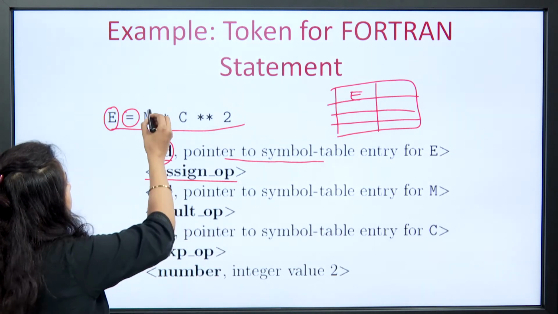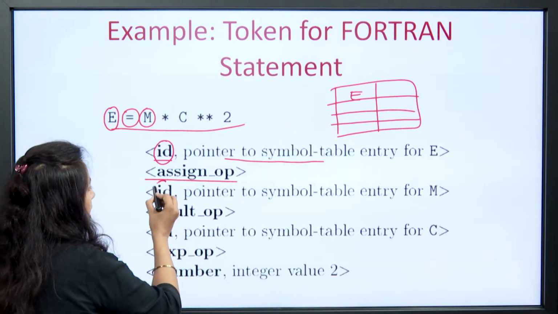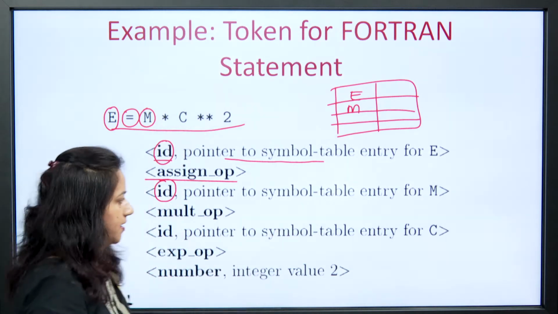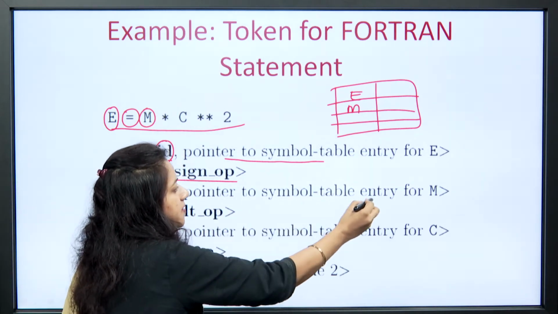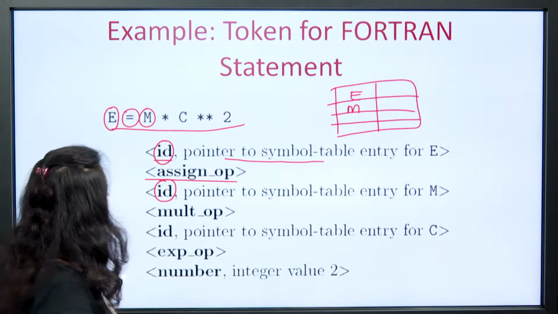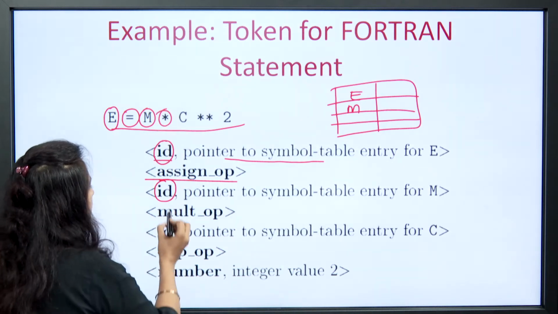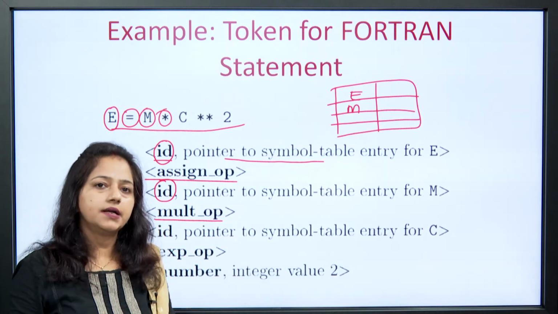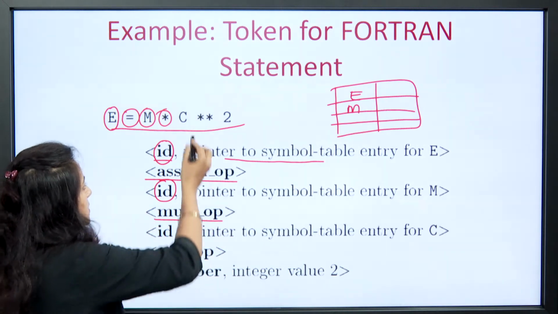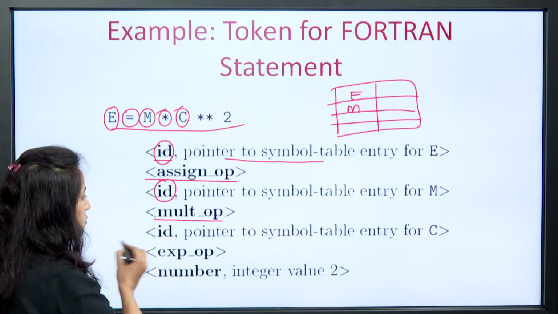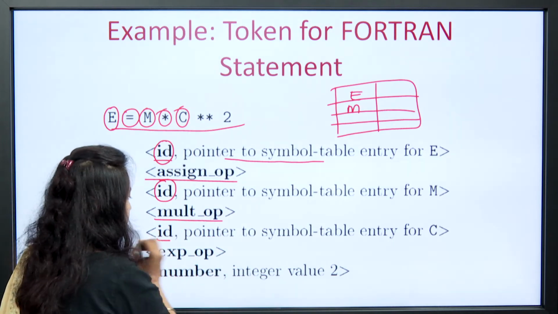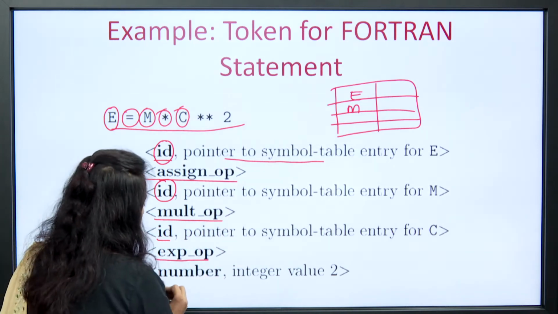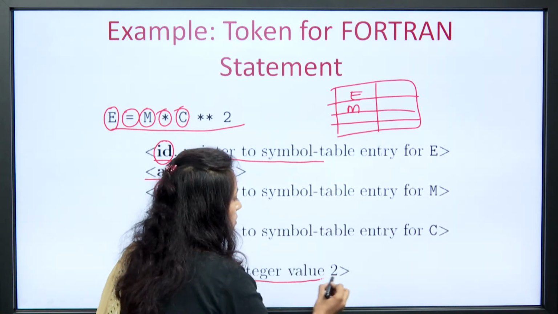Next is M, meaning this is an identifier, and suppose the entry for this is stored over here. So, it will return a pointer to the symbol table entry for M. Now, next is this one. So, this is the multiplication operator. So, the token corresponding to the multiplication operator will be produced. Similarly, we can produce other tokens: that is E, this is an identifier, then is the exponential operator, and this is the number, and this is the integer value 2.